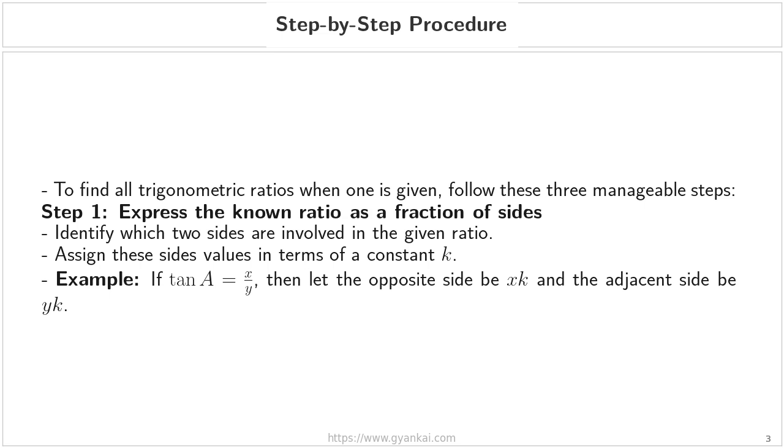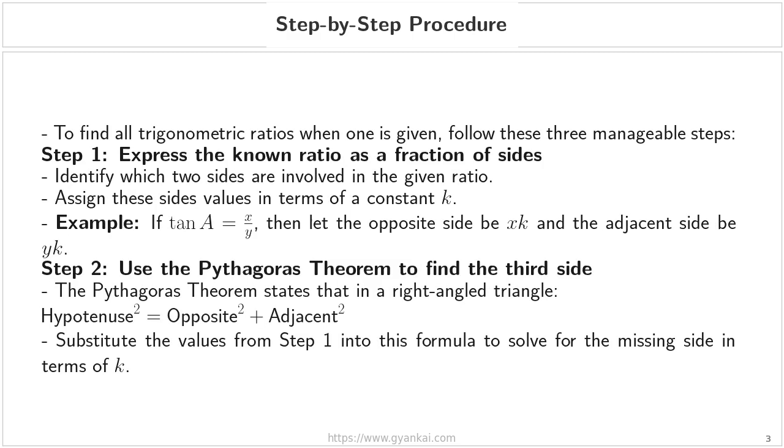For example, if you're given that tangent of A equals x/y, you would let the opposite side be x times k, and the adjacent side be y times k. This keeps our ratio mathematically accurate, as we discussed in the previous slide. Next, we move to step 2. Use the Pythagoras Theorem to find the third side. As you know, the Pythagoras Theorem states that in a right-angled triangle, the hypotenuse squared equals the opposite side squared plus the adjacent side squared. You will take the values we assigned in terms of k from step 1 and substitute them into this formula. This allows you to solve for that missing third side, also expressed in terms of k.